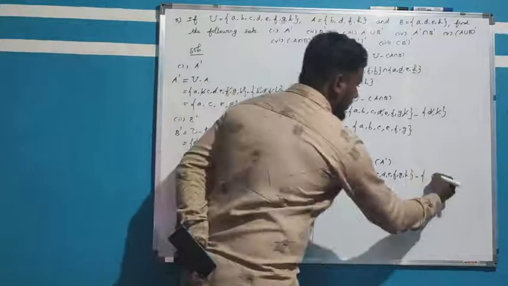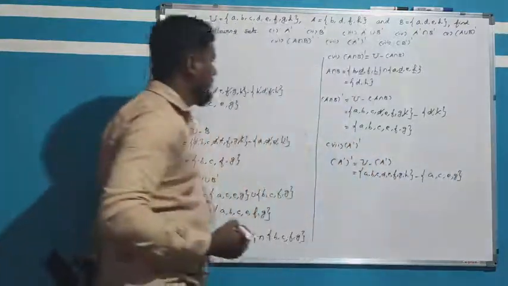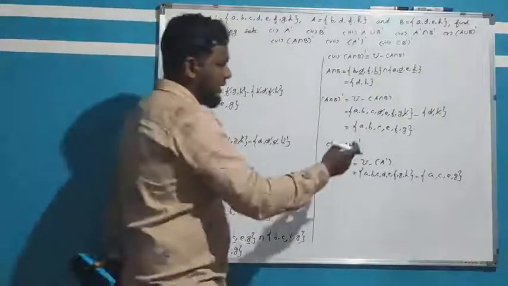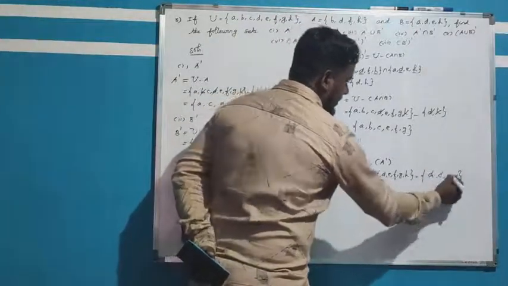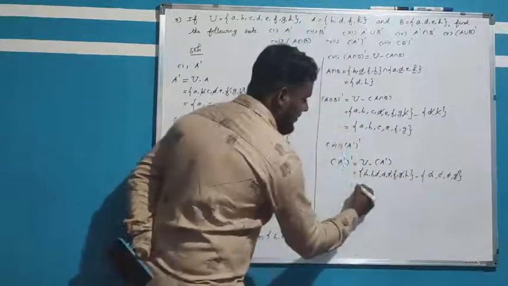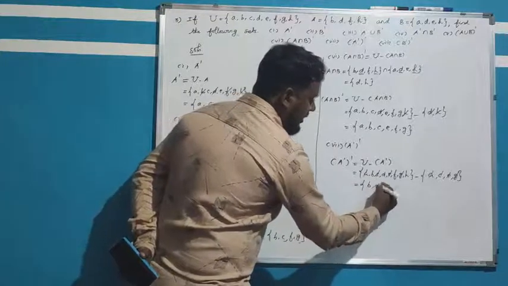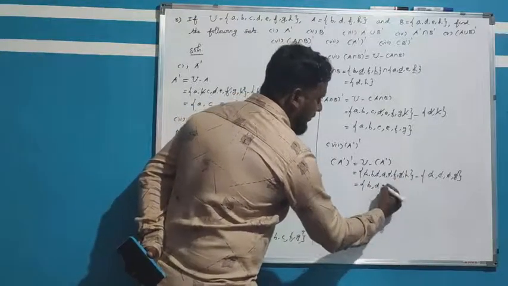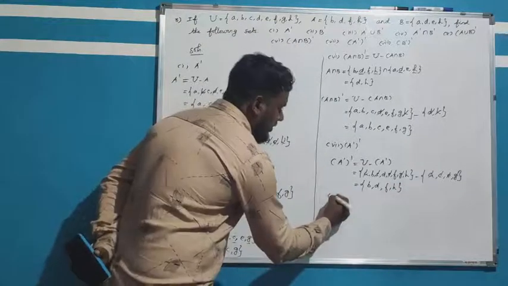A' is A, C, E, G. So delete the common elements: A cancels, C, C cancel, E cancels, and G, G also cancel. The balance in the first set is B, D, F, H. Next we have to find.